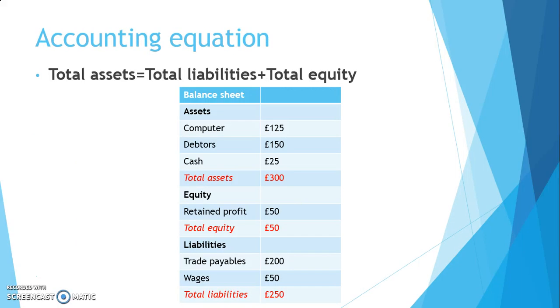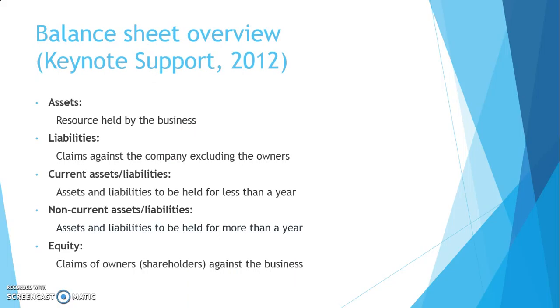Our example also highlights the accounting equation. This is that total assets equals total liabilities plus total equity. And this always holds. We can see that 300 equals 50 plus 250. Now we're going to explain some of the terms in the balance sheet.